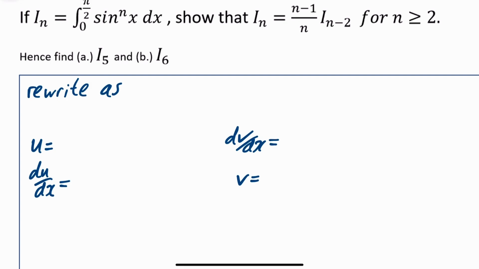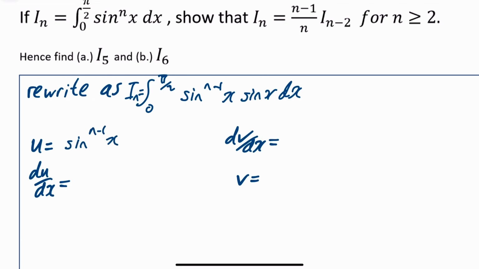Okay, right. First thing we want to do is rewrite this as in is equal to the integral from 0 to pi over 2 of sine n minus 1 of x times sine of x dx. So that means your u is sine n minus 1 of x. Your du by dx is brackets n minus 1 times sine to the power of n minus 2, and if you differentiate sine, you also get cos of x. And your dv by dx was just sine of x, and if you integrate that, you'll get minus cos of x.